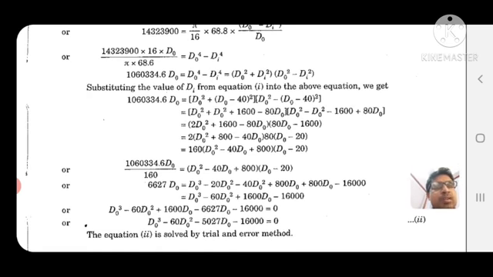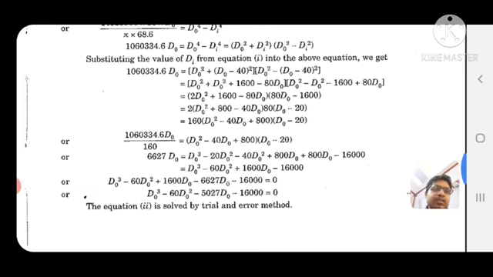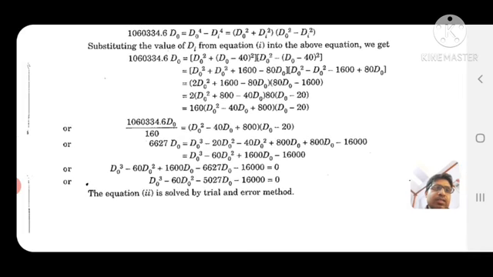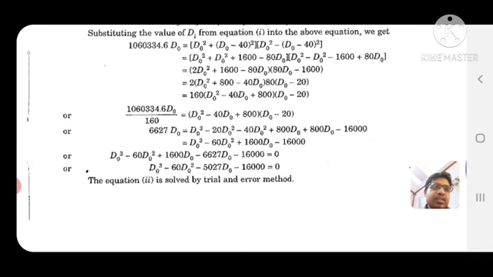So 10,60334.6 d0 is equal to d0 whole to the power 4 minus di whole to the power 4, equal to d0 square plus di square, d0 square minus di square. Substituting the value of di from equation 1 into the above equation, 10,60334.6 d0 equal to d0 square plus d0 minus 40 whole square, d0 square minus d0 minus 40 whole square.